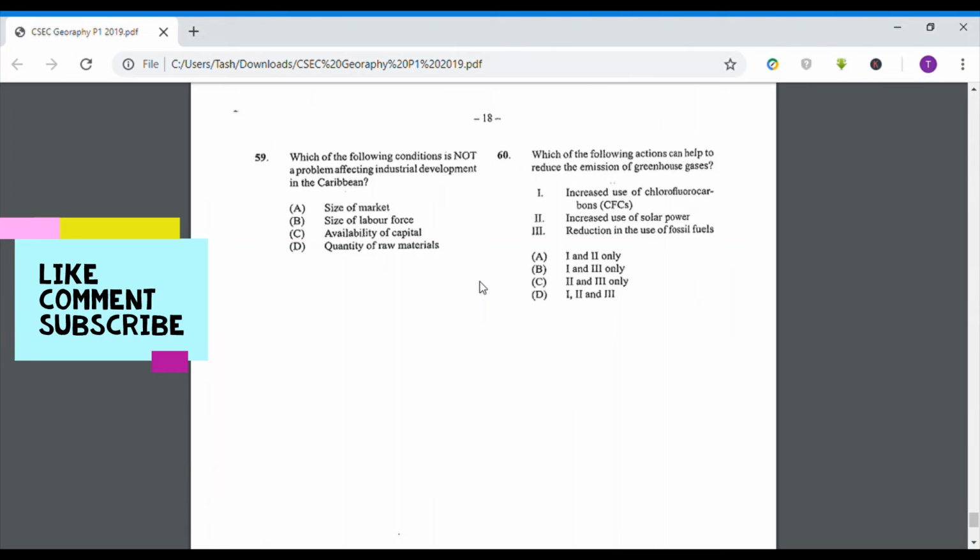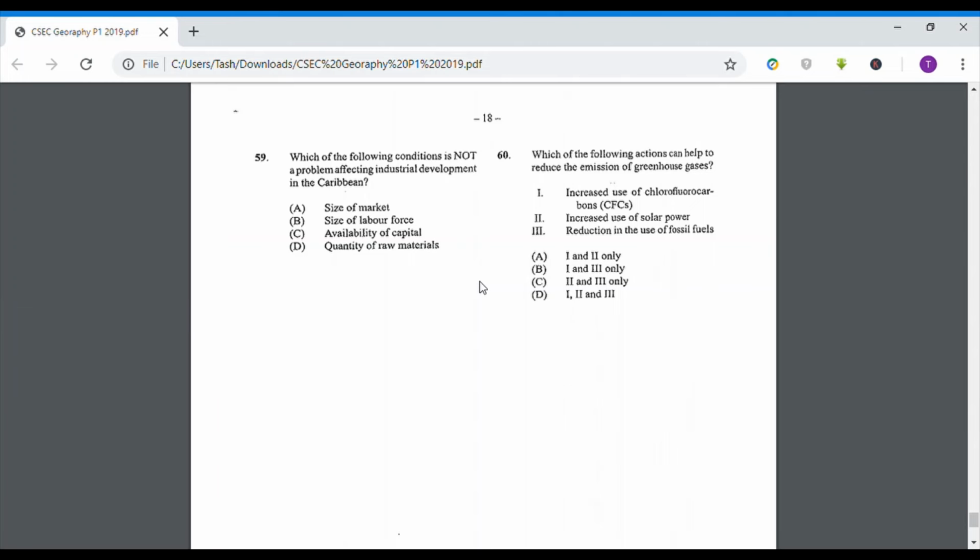Number 59, which of the following conditions is not a problem affecting industrial development in the Caribbean? A, size of the market. B, size of the labor force, availability of capital, and quantity of raw materials. So the one that is not a problem affecting industrial development would have been B, the size of the labor force.